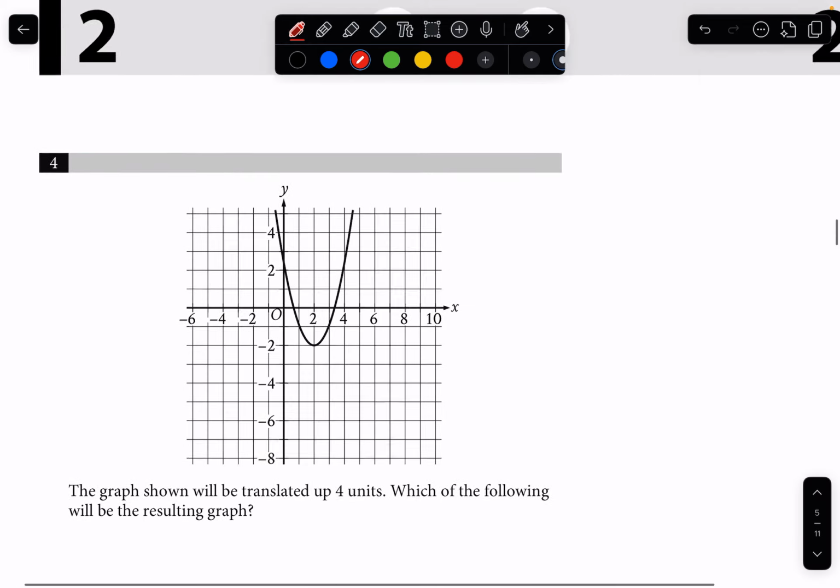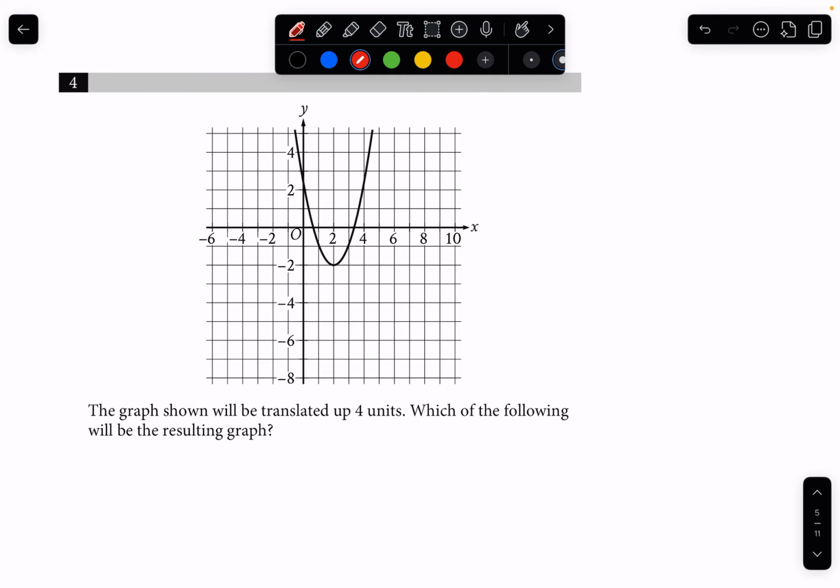Now moving off to the next question. They're saying the graph shown will be translated up 4 units. Which of the following will be the resulting graph? Okay, so whenever we're talking about translation, moving anywhere, up, down, left, right, we just have to make sure how many units we are going. So in our case, we're going up 4 units.